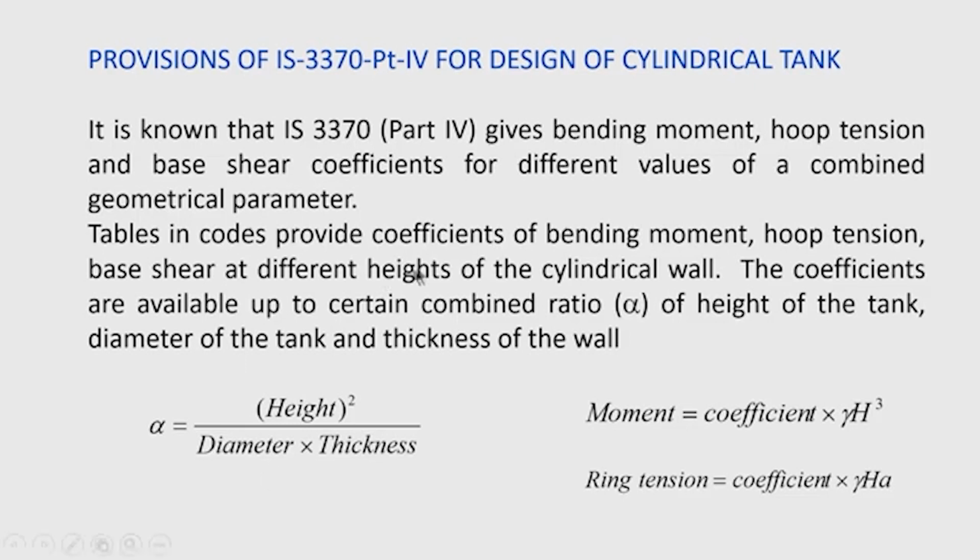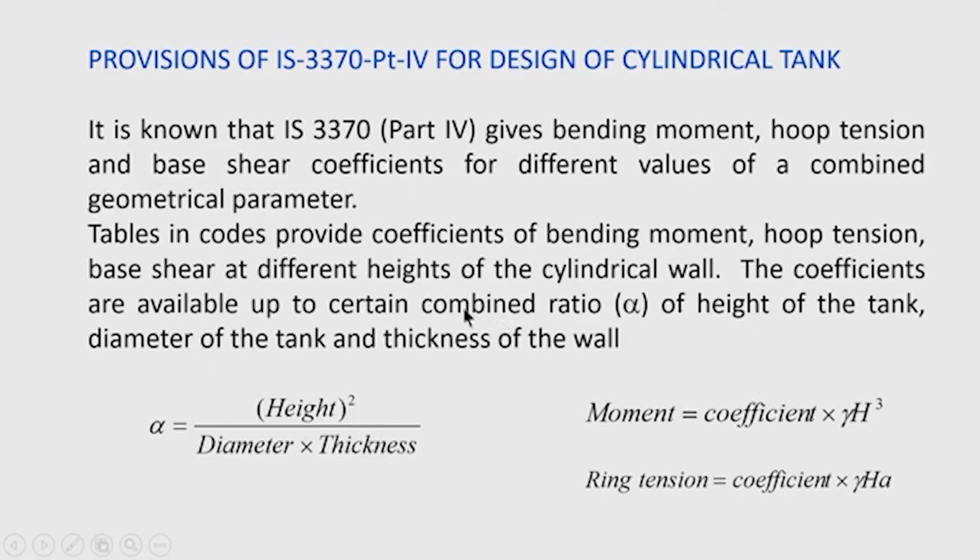In this code, the bending moment, hoop tension and base shear coefficients for different values of a combined geometrical parameter are given. Tables in the codes provide coefficients for bending moment, hoop tension and base shear at different heights of the cylindrical shell. Base shear, of course, at the base, and the other quantities you can obtain at different heights. The coefficients are available up to a certain combined ratio of height of the tank, diameter of the tank and thickness of the tank wall. So, this is actually the limitation of this code.